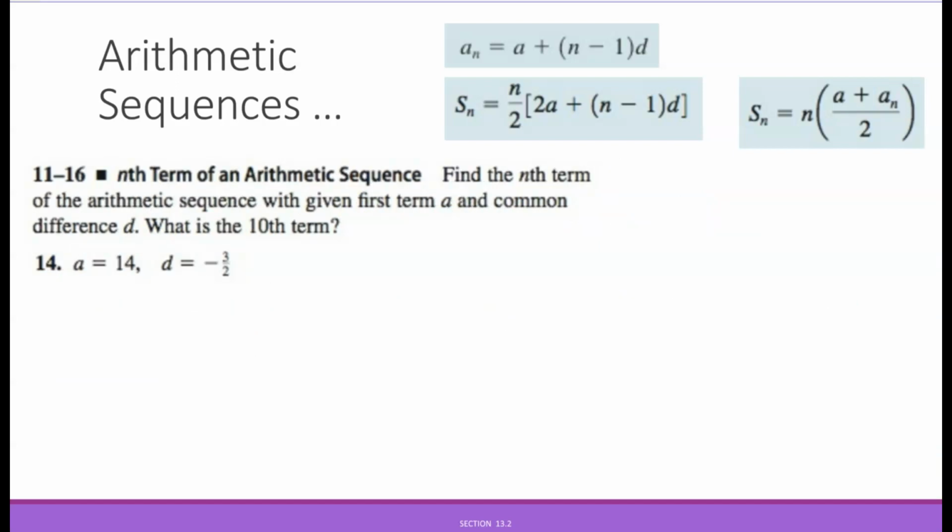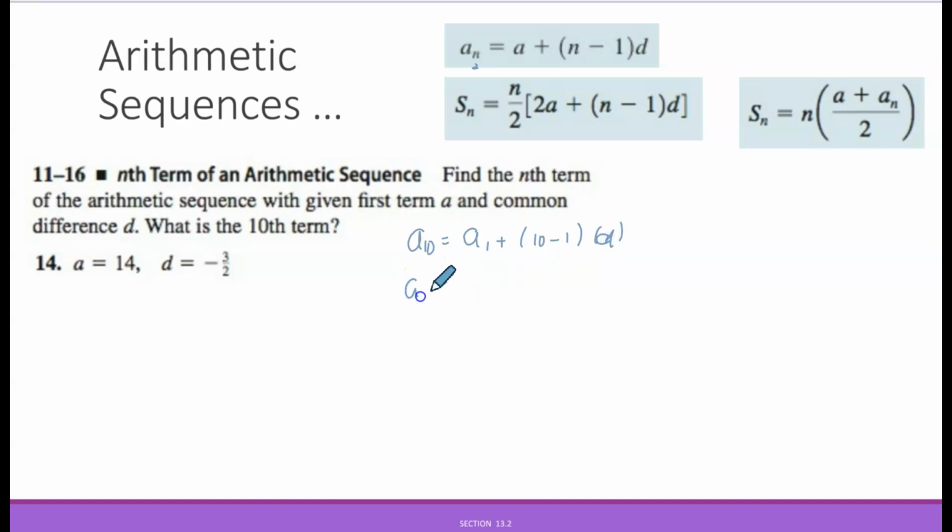The nth term of the arithmetic sequence is given with the first term and the common difference. What is the 10th term? Okay, so the 10th term. If I want to find the 10th term, I know n is 10. So we would have the first term plus 10 minus 1 times the common difference.